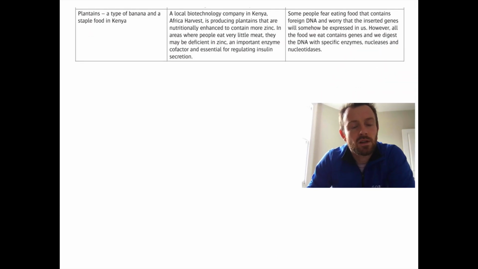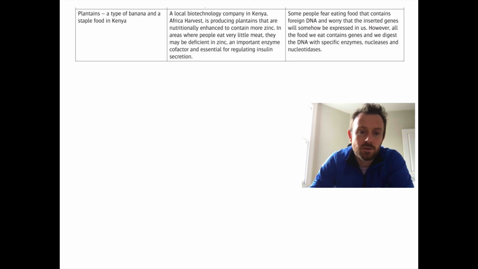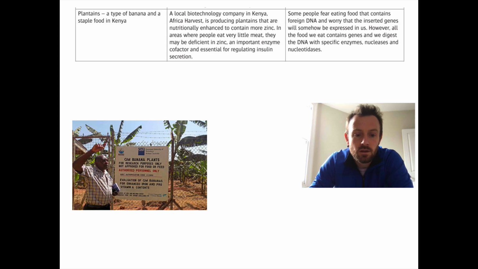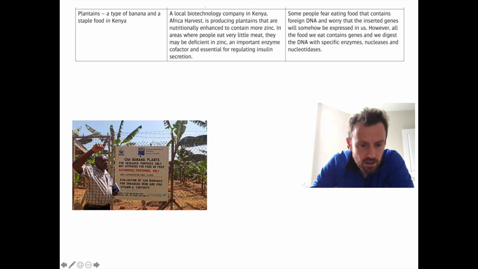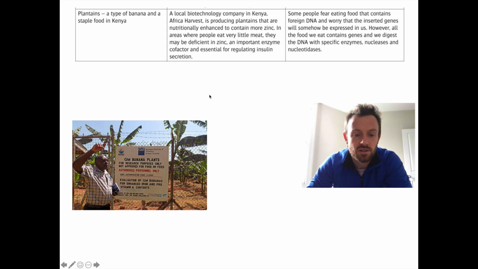So, a similar example here for plantains, which is a type of larger, starchier banana that's a staple food in Kenya. Now, this is a GM banana picture I found on the internet. This is a trial here. I'm actually not sure where that is, but I think it was in Uganda. They've been grown to have enhanced iron and pro-vitamin A content to reduce malnutrition.